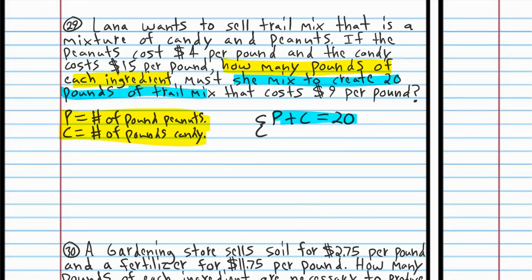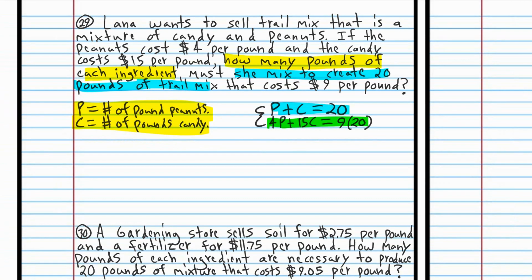It's $4 per pound for the peanuts. So $4 times the number of pounds of peanuts plus $15 per pound for candy times the number of pounds. This is the amount of money you're paying for peanuts plus the amount of money you're paying for candy, which is equal to the total amount of money you're paying for the mixture, and it's $9 per pound for the mixture, and there's 20 pounds. All right, so let's just simplify. We'll rewrite the top equation, and 9 times 20 is 180.